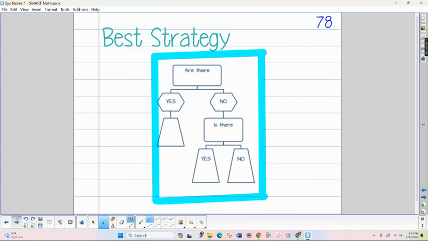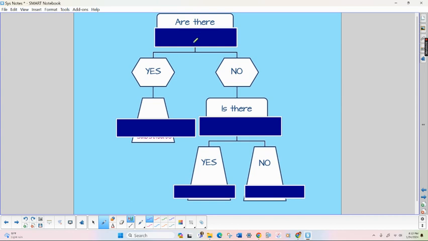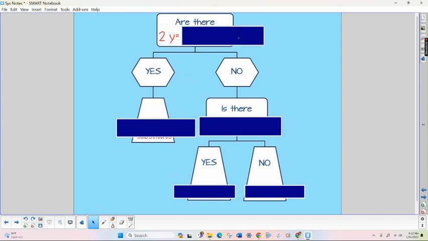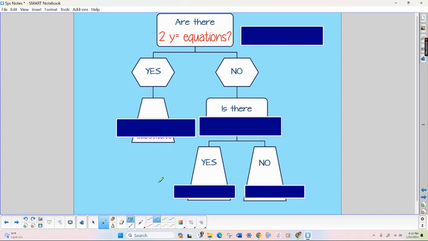Okay, so whenever we're going through here, we're trying to figure out, well, what is going on here? What is it that we are going to do to solve a system? The first thing we're going to check for: are there two y= equations? So you fill in this portion here where it says, are there, and you write in, are there two y= equations here? Whenever we ask ourselves that question, we answer either yes or no. That's how a flow chart works.